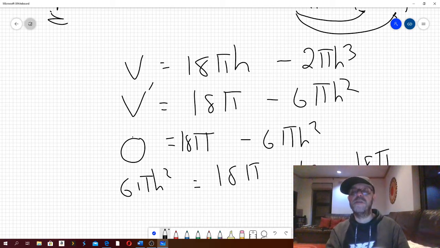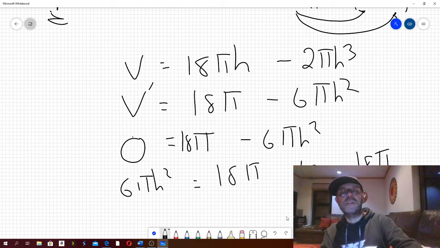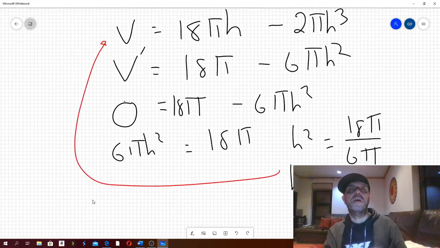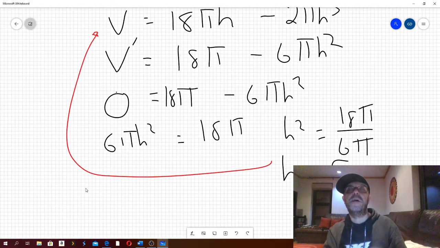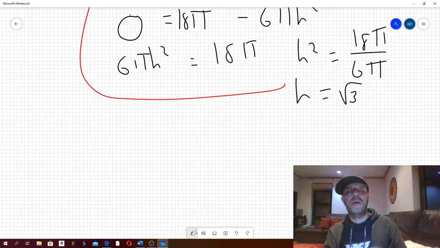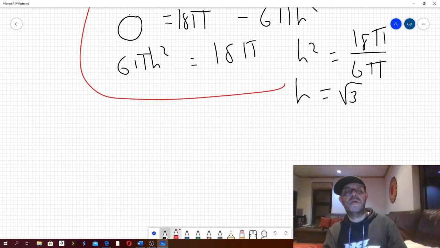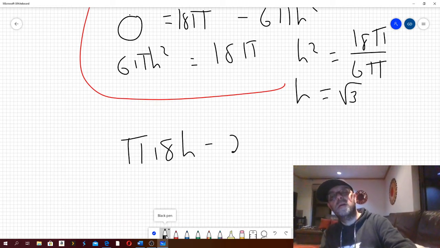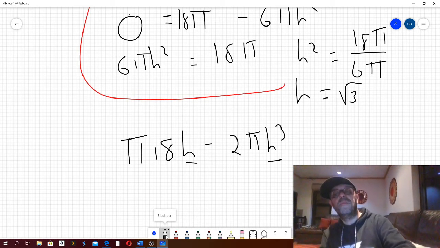There we go. Now we found a value for h. Now we can use this value for h, and we can put this back into our volume formula over here. Okay, and that will give us the volume, or the maximum volume. So let's use that as 18 pi h minus 2 pi h cubed, and we're going to put in root 3 into these h values to get our volume.